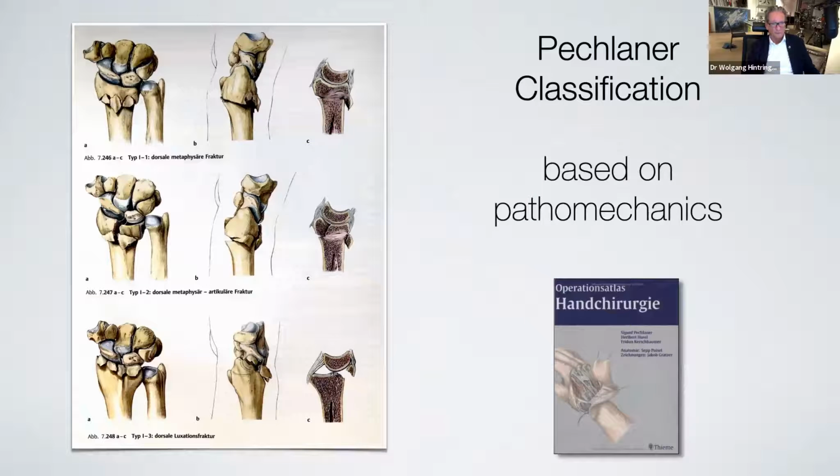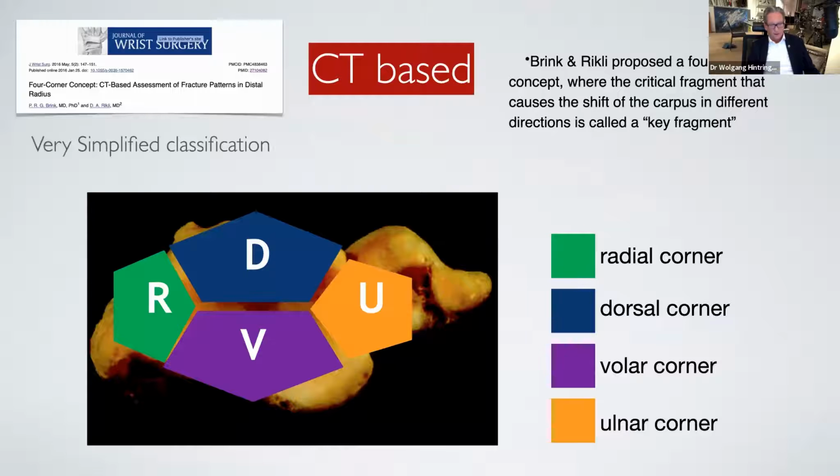Much more interesting is this classification from Bechlaner. It's based on pathomechanics, and here you can get a lot more important information about the type of fracture. My classification is based on that CT-based classification from Brink and Wrigley.